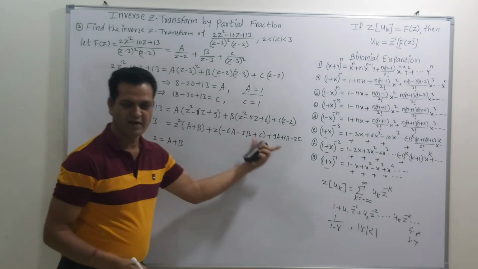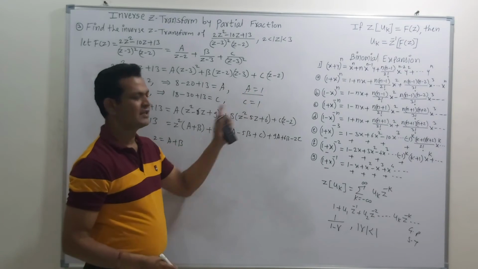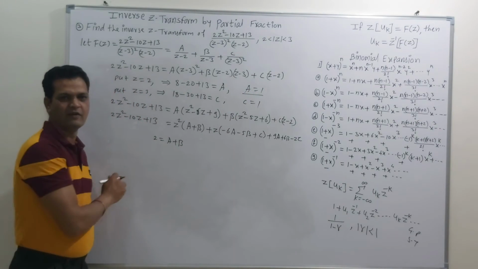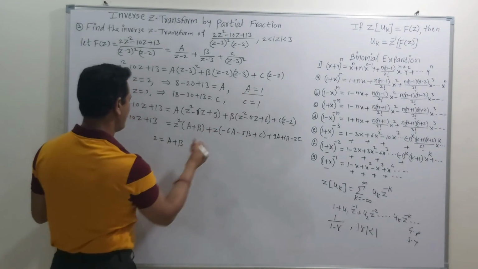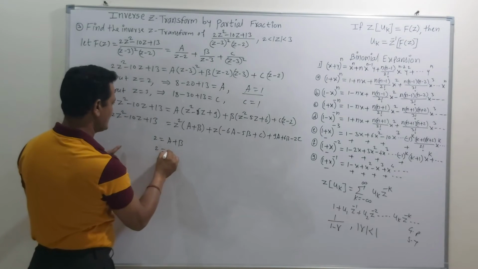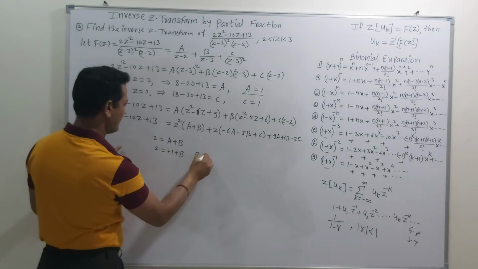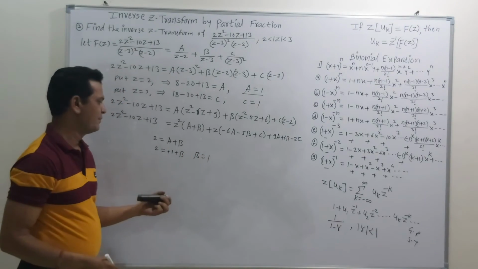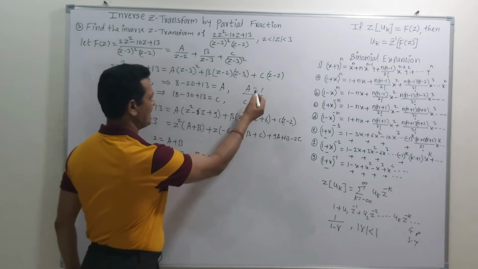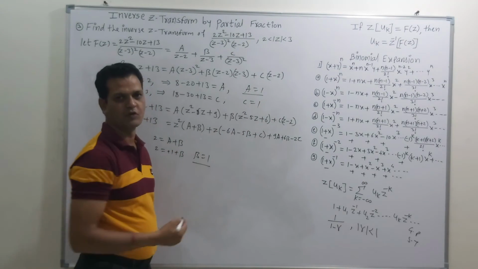No need to write down the remaining term, because we already have the values of a and c. Only the value of b needs to be found. Here the value of a is 1, so we get 1 is equal to 1 plus 1 plus b. After taking this side, we get the value of b is equal to 1. So here the values of the constants are a is 1, b is 1 and c is also equal to 1.